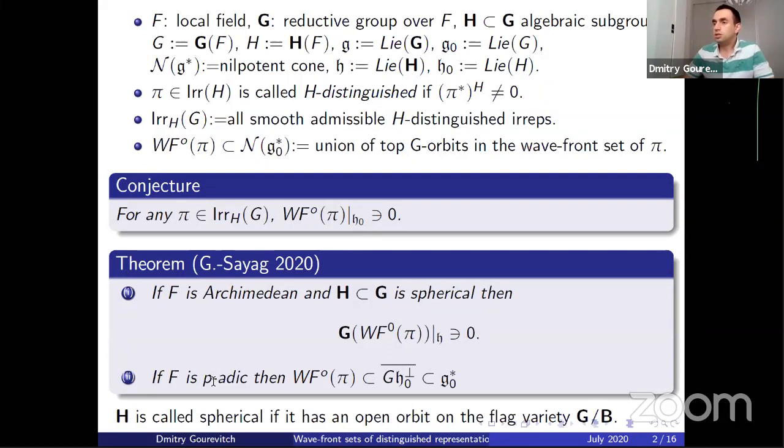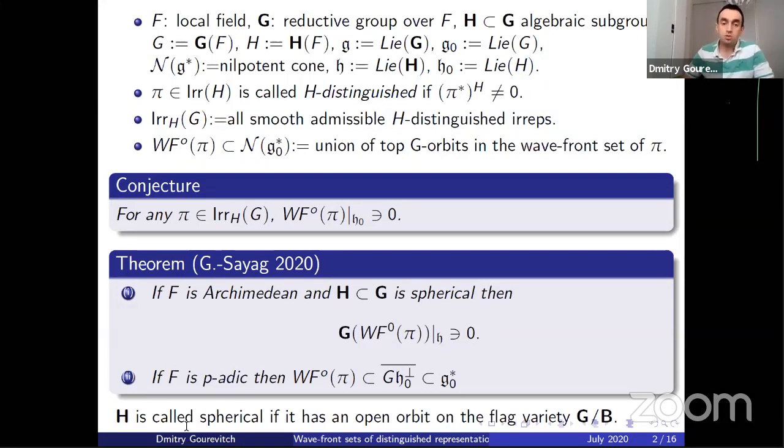So let me just tell you what the condition on sphericity means here. It means that the bold H has an open orbit on the flag variety of bold G. Well, the flag variety is a quotient by the Borel. Borel is a maximal solvable subgroup, or in other words, a minimal parabolic subgroup. Parabolic means that this flag variety, this quotient, is complete. So H being spherical is a very important condition.